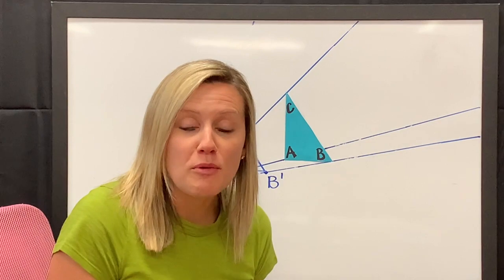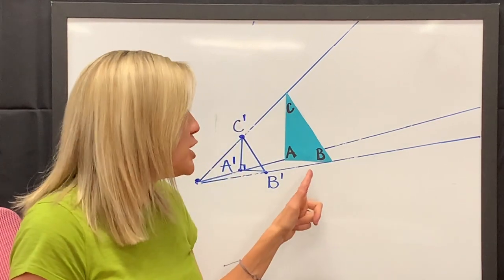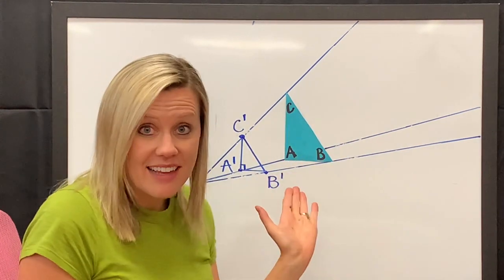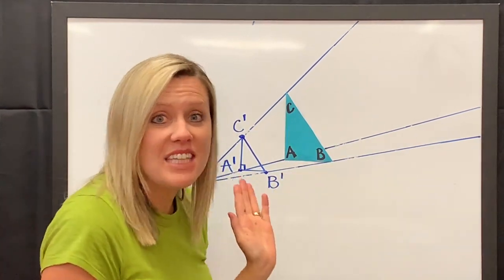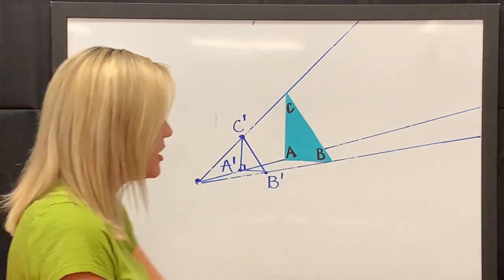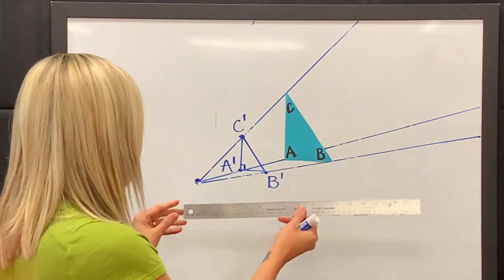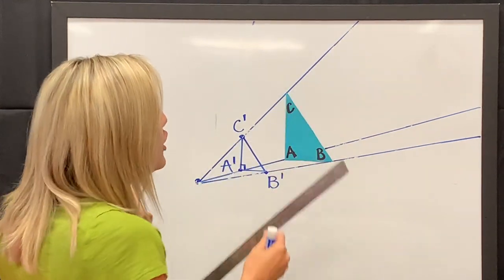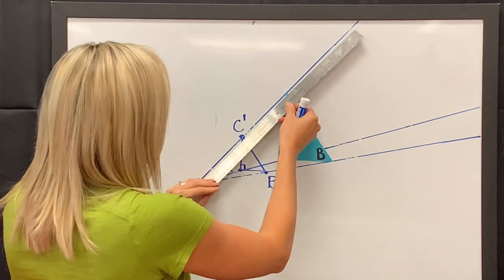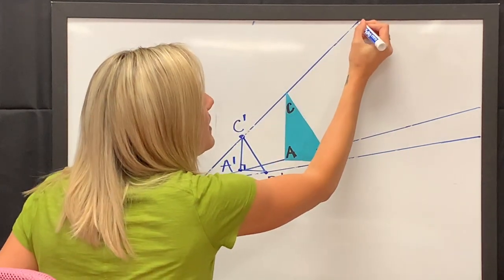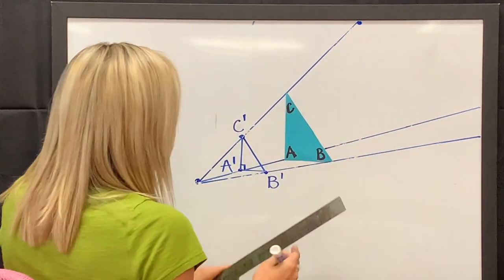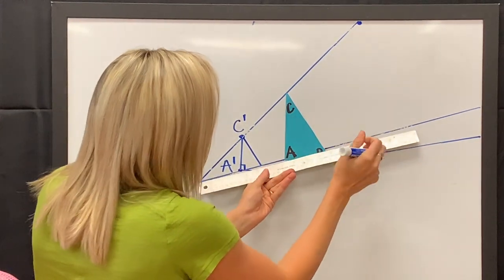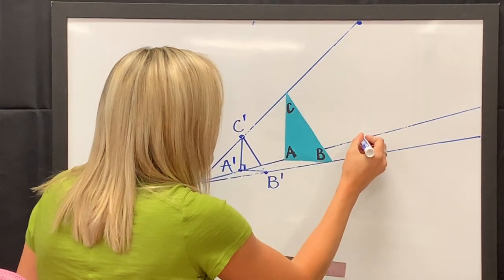So now I'm going to show you what it looks like to dilate our original shape by 2. So basically, we are going to double all the side lengths, and we're going to double the distance from our point of center. So originally, from our point of center to C, it was 10. So our new one is going to be 20. So 20 is going to be all the way up here, okay? And then from here to A, it was 7. So our new one is going to be 14, which is right here.